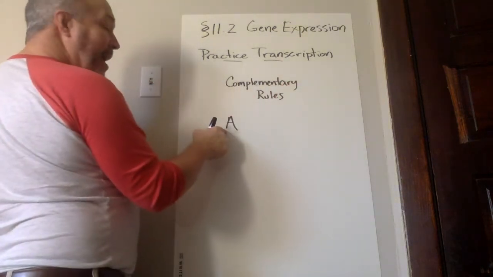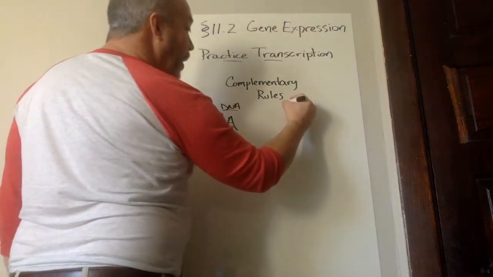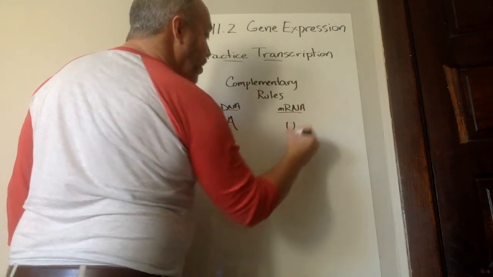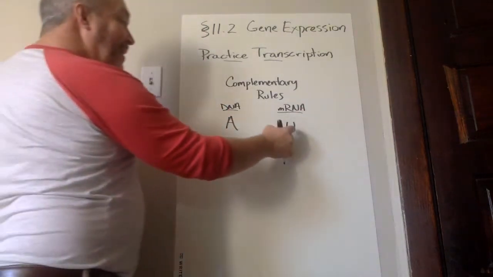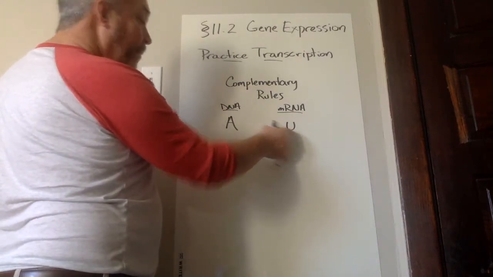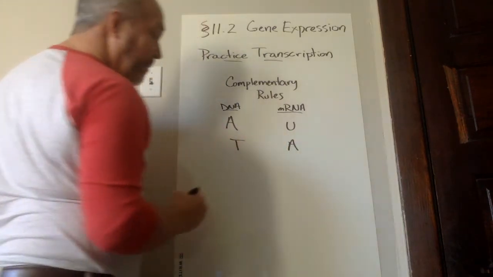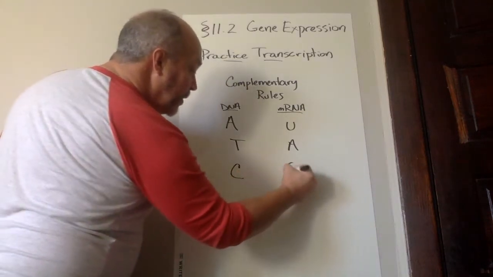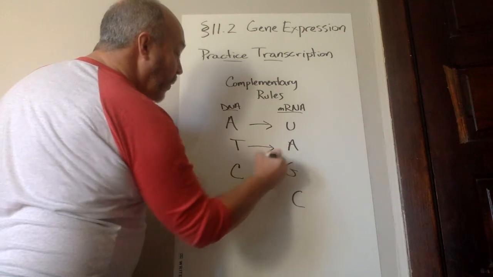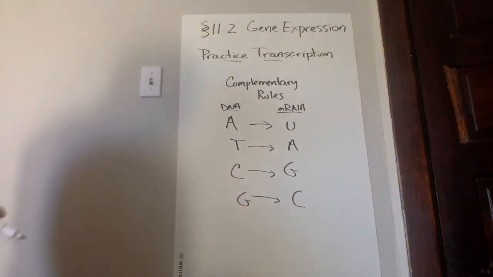If there's an A in the DNA strand, then the mRNA is going to have a U. Remember, A and T were complementary, but there's no T in RNA, so that U is the same. T will still go to A, C will still go to G, and G will still go to C. So when we are transcribing, these are how the complements will line up with each other.